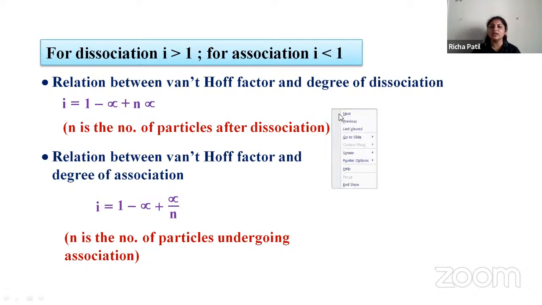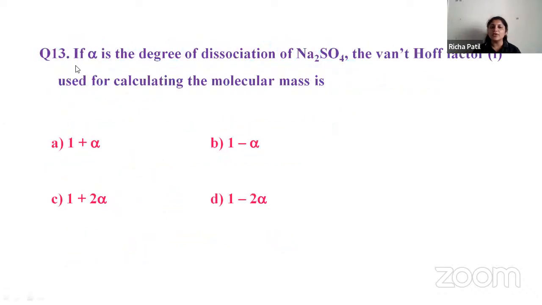So these are the Van 't Hoff factor. Okay. If alpha is the degree of dissociation of Na2SO4, the Van 't Hoff factor I used for calculating the molecular mass is? Yes, we have seen the definition just now. We have seen how to calculate the degree of dissociation. If alpha is the degree of dissociation for Na2SO4, the Van 't Hoff factor I used for calculating the molecular mass is?